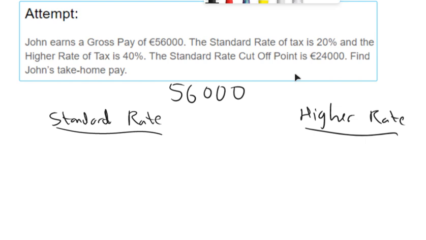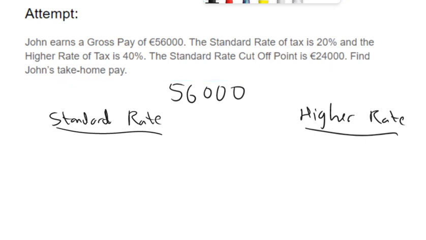You can take away the tax credit then. I don't think there is a tax credit here actually. There should be one in. I'll stick one in there. So the tax credit is, let's say, 2,300. Okay, so put that in as part of the question.